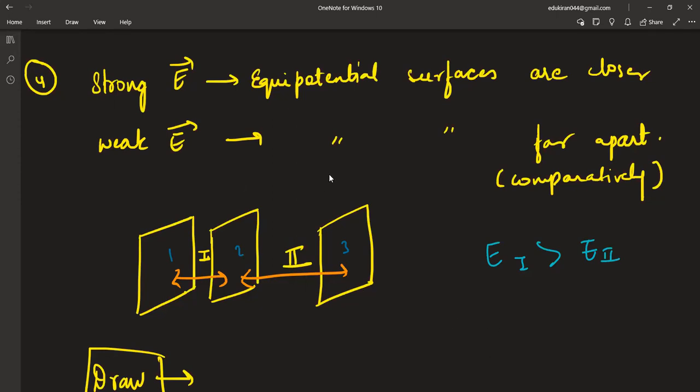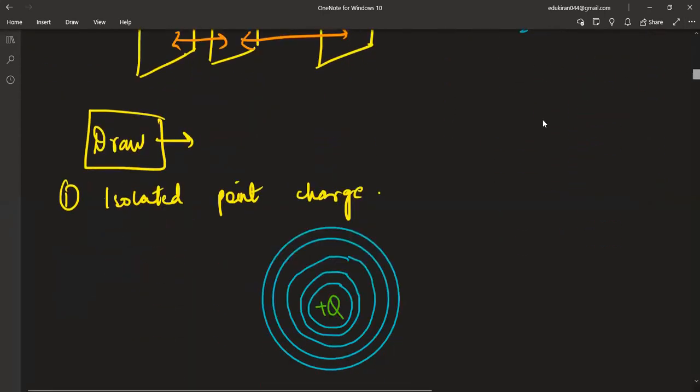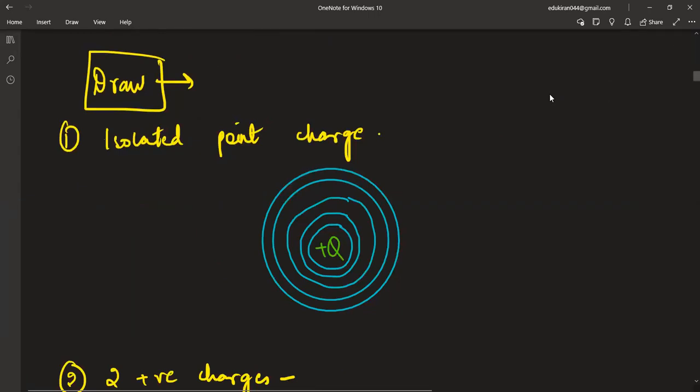But right now, just regarding the equipotential surfaces, focus on its properties. That is, the equipotential surfaces for stronger electric field are closer, and for weaker it is depicting that they are located at a distance to each other. Now, when it comes to an isolated point charge, you are given one and you have to draw equipotential surfaces.